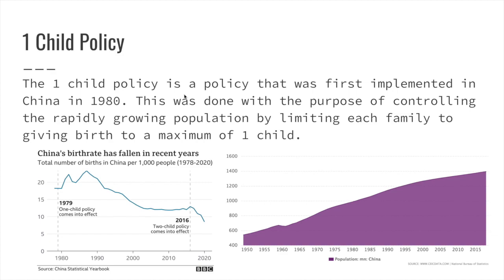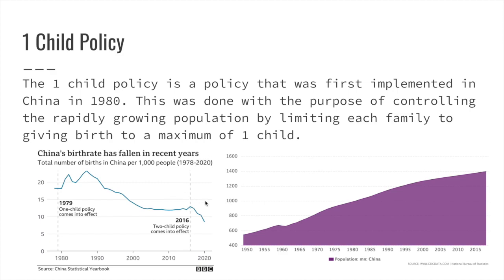So, first off, the one child policy is a policy that was first implemented in China in the 1980s. This was done with the purpose of controlling the rapidly growing population by limiting each family to giving birth to a maximum of one child.